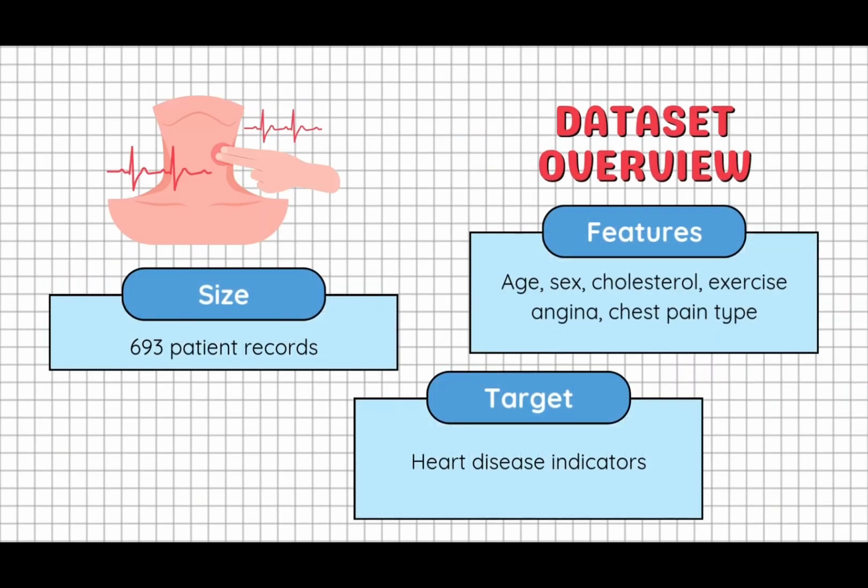As you can see here, the dataset contains 693 patient records with 12 attributes like age, sex, male or female, cholesterol level, exercise-induced angina, and more. The target variable is heart disease, which indicates whether a patient is likely to have a heart condition.